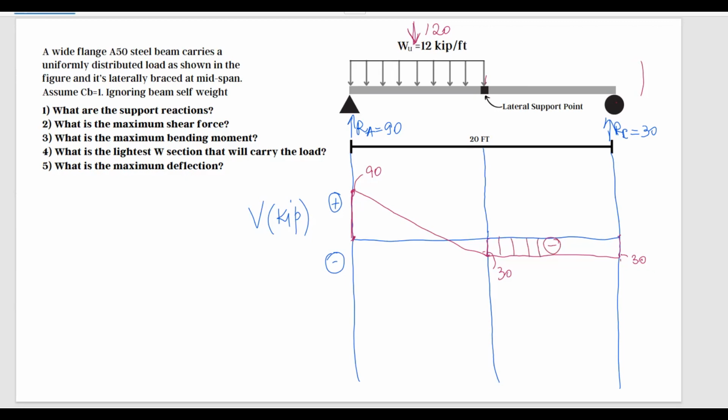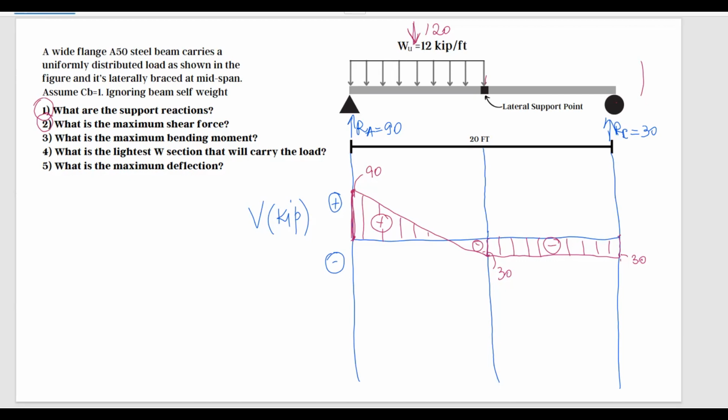Negative, negative. Here I have negative, and this is plus. And we can say the maximum shear is obvious here on the diagram, it's 90. So we have done this one, and now we are done with number 2 as well. Maximum shear is 90 kips.